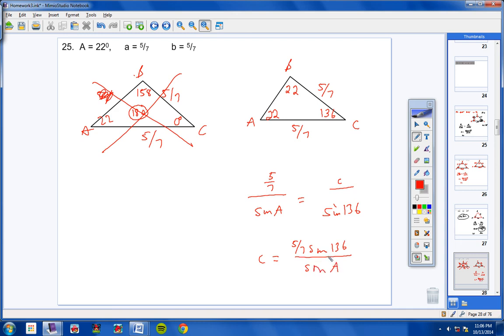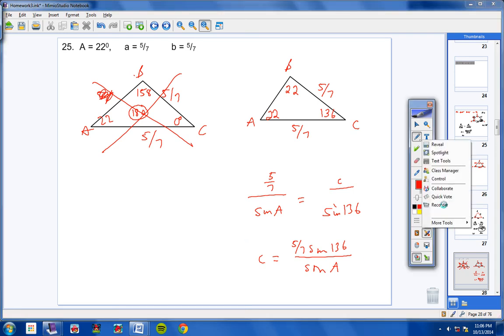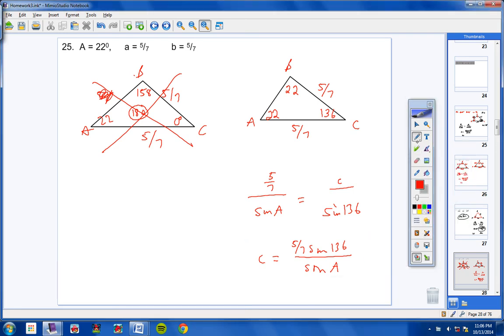Okay, and let me look at my notes here real quick and see what we have. And of course, students, this should be a 22. Sorry about that, 22. So this should be a 22. If you type this in your calculator correctly, you will get for C 1.32. Okay, so there we go. And that triangle is solved.